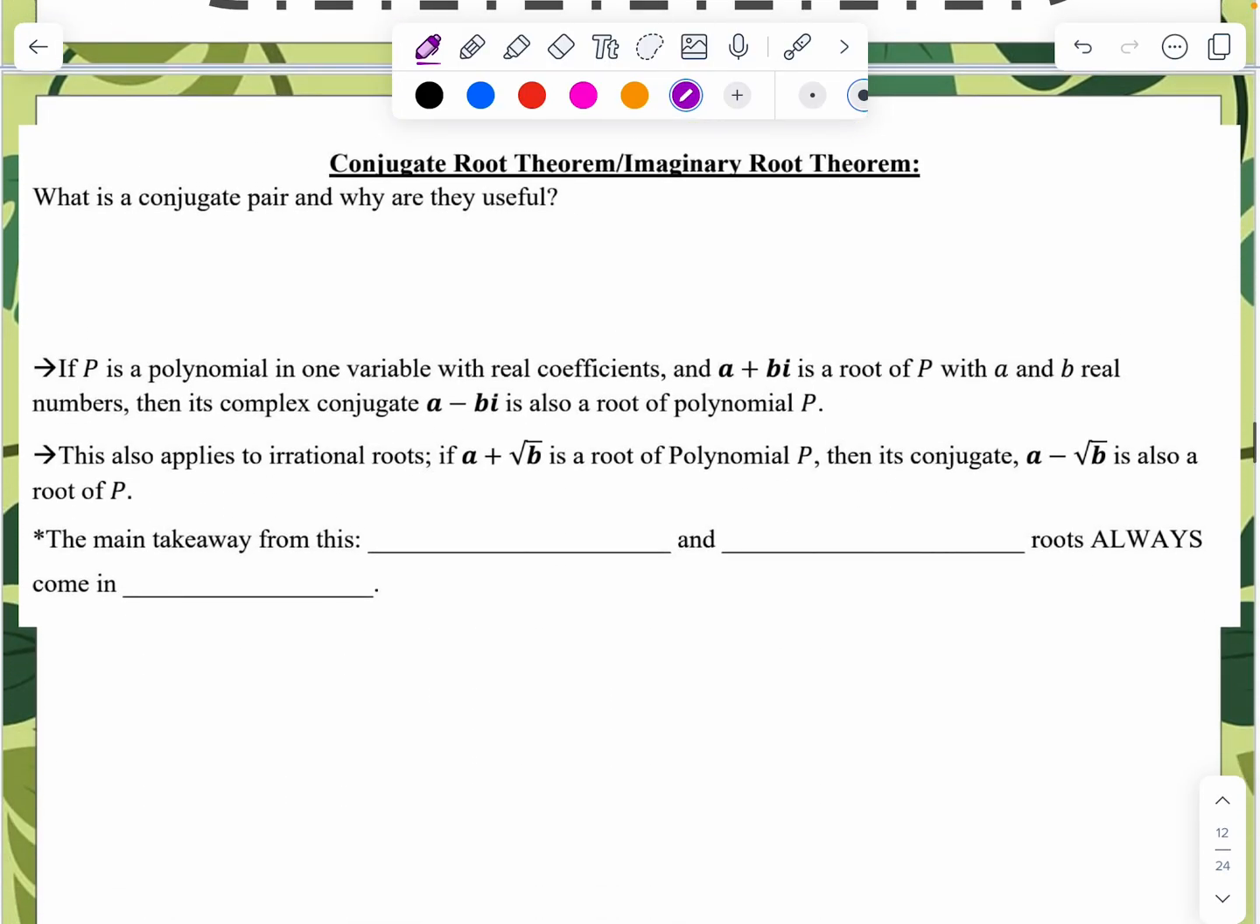All right, now that you've got that under your belt, let's go ahead and talk about the conjugate root theorem or the imaginary root theorem and how that can help us. So a conjugate pair is a pair of terms that have different signs. So same numbers, different signs. So for instance, a plus b and a minus b. Those are conjugate pairs. They have different signs.